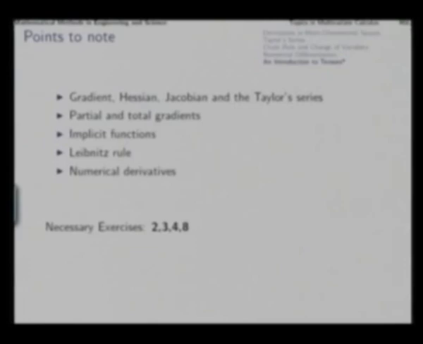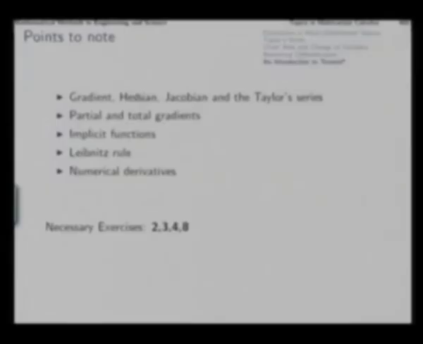In this lesson these are the important issues that we have considered: the derivatives of multivariate functions, the sense of it, the partial and total gradients, implicit functions, and the Leibniz rule. These are the important topics that we will be using again and again in the rest of the course. In this lesson, the necessary exercises that you must complete to develop the essential amount of understanding are these.